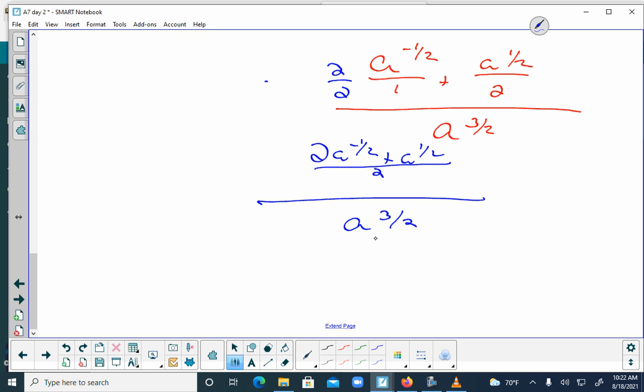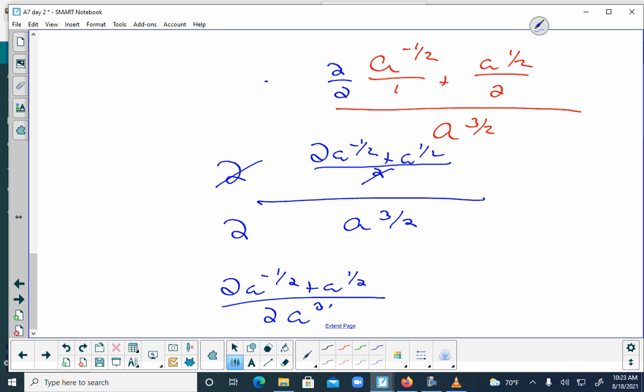Again, how do I get rid of that 2? Multiply what by 1/2? What specifically do you want me to multiply by 1/2? I don't want to multiply by 1/2, I'm going to be perfectly honest. I could probably multiply both the numerator and denominator by 2. And if I do that, these 2's will simplify. And then I'll end up with 2A to the negative 1/2 plus A to the positive 1/2 all over 2A to the 3/2. That's probably what I would do.